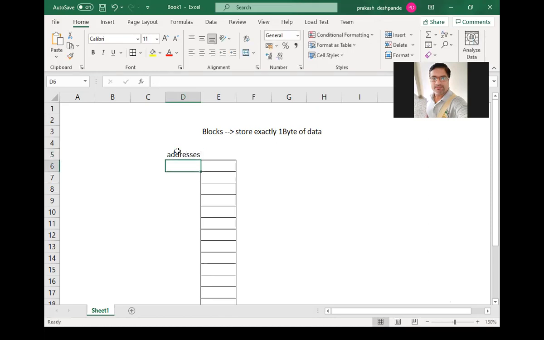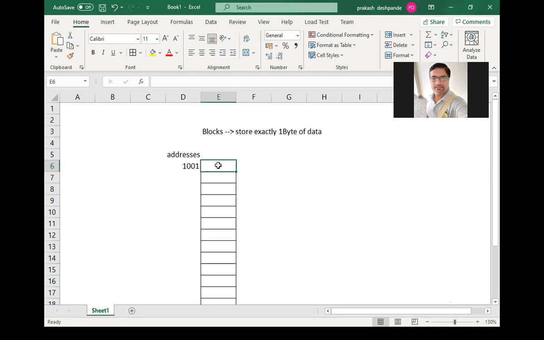Generally these addresses are hexadecimal numbers. I hope you remember what a hexadecimal number is: a number made up of digits 0 to 9 and letters A to F. For simplicity, I will write a 4-digit number here, say 1001. That means 1001 is the address of this particular memory block.